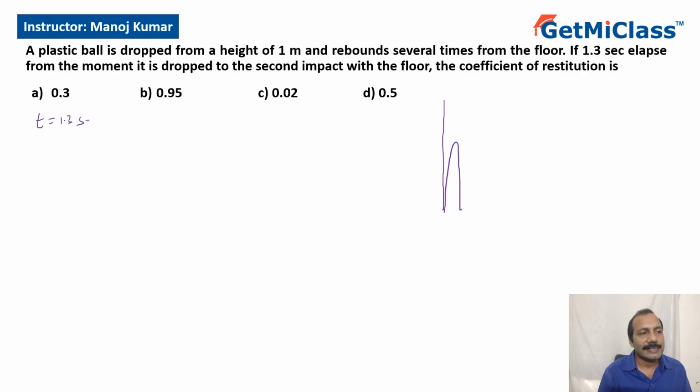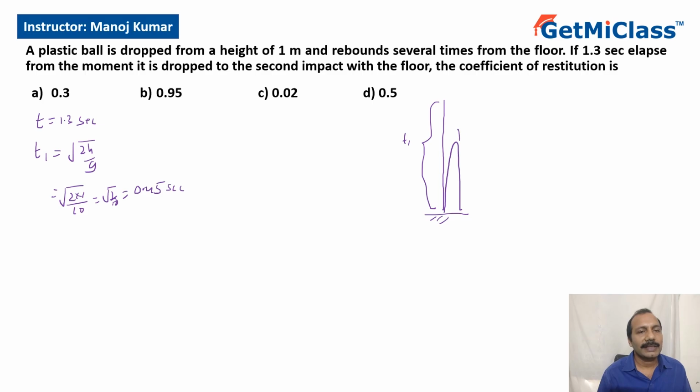1.3 seconds, right? Now I need to find the time taken by the body to hit the ground for the first time. So I'll call this T1. Now I can write T1 equal to root 2h by g. So that is equal to root 2 into 1 by 10. So approximately root 2 by 10, that is root 0.2, that is approximately equal to 0.45 seconds.